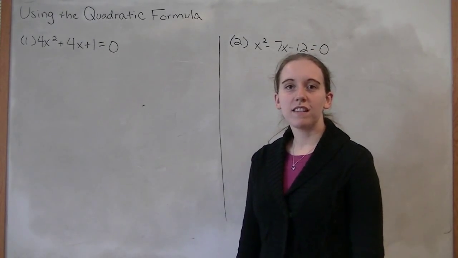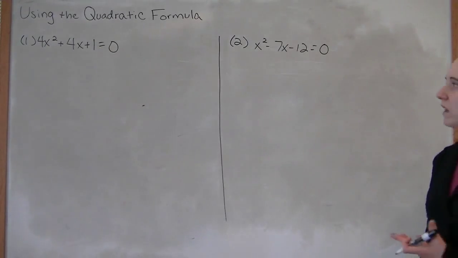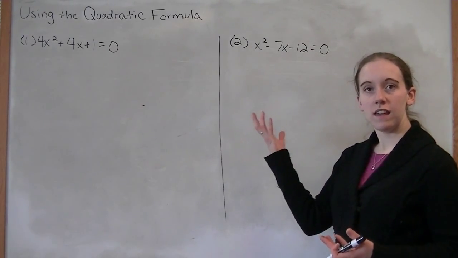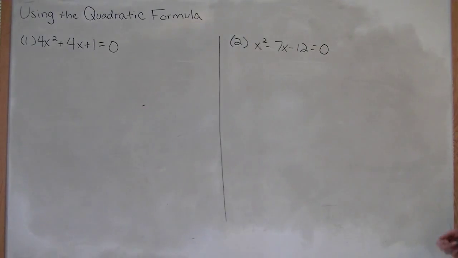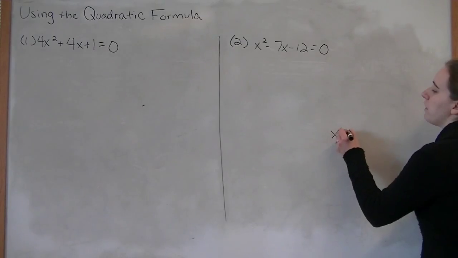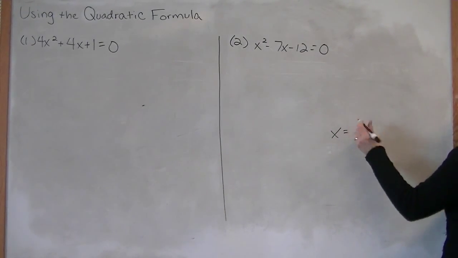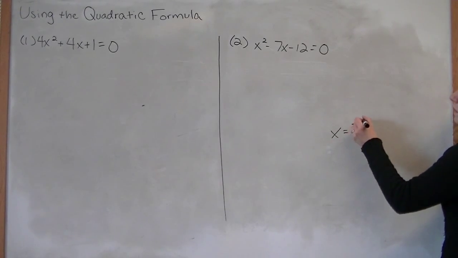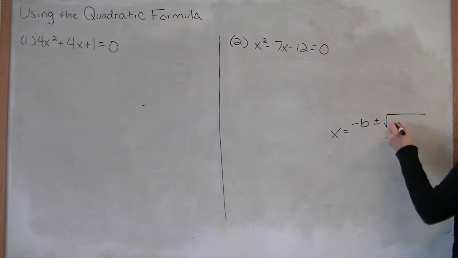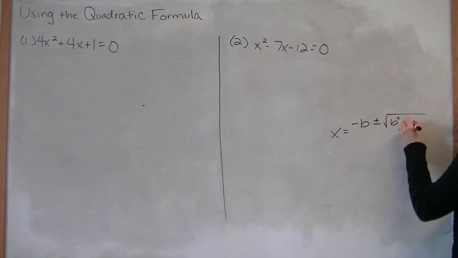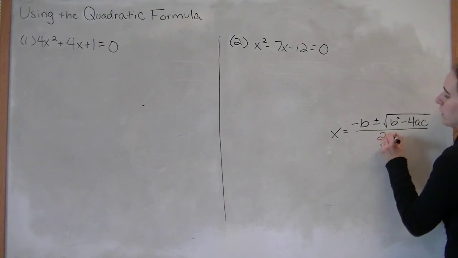Now let's get some practice using the quadratic formula. Remember, the quadratic formula gives us a way to solve quadratic equations like these without having to do algebraic manipulation. All we need to know are the coefficients of our quadratic equation, because then we can plug them into this formula. x equals the opposite, or negative b, plus or minus the square root of b squared minus 4 times a times c, all over 2 times a.